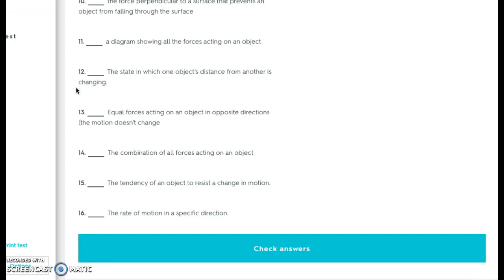Number 11, a diagram showing all the forces acting on an object. Number 12, the state in which one object's distance from another is changing. Number 13, equal forces acting on an object in opposite directions. The motion doesn't change. Number 14, the combination of all forces acting on an object. Number 15, the tendency of an object to resist a change in motion. And number 16, the rate of motion in a specific direction.